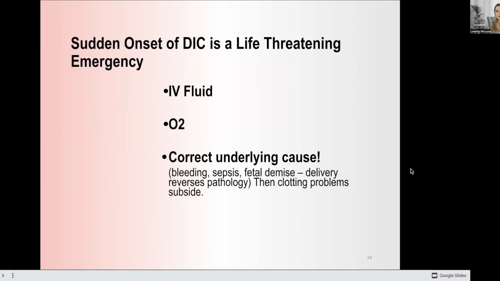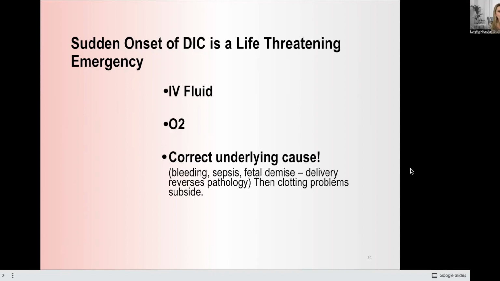So onset of DIC is life-threatening. It's an emergency. It's something we don't stand around and evaluate. We act on very quickly. So she's got to have an IV in, just like any bleeding patient would have to, a large bore IV, because we likely are going to be giving her blood products.